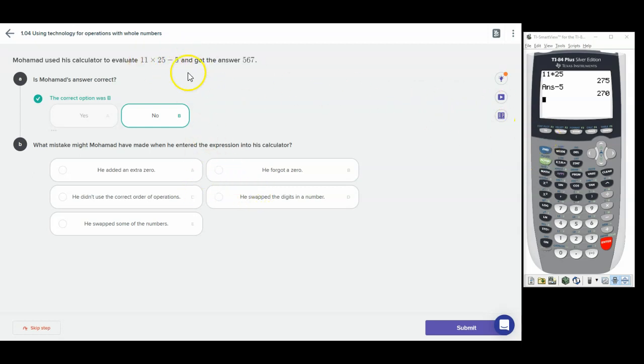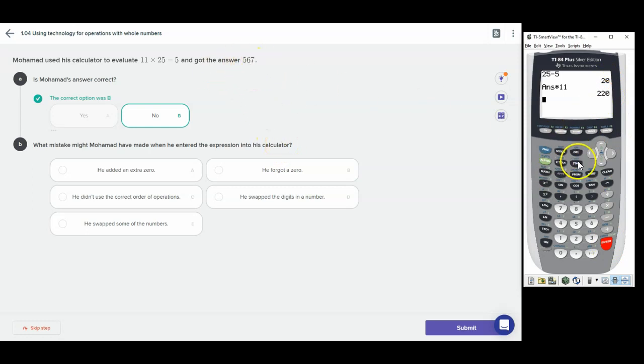So if he took 5 away, we would actually end up with 11 times 25. So I'm going to clear my calculator, clear what's being done, and I'm going to do 25 minus 5, which of course will give me an answer of 20, and then I'm going to multiply that by 11 and press enter. So I still get 220, which is still well off what he's got there.